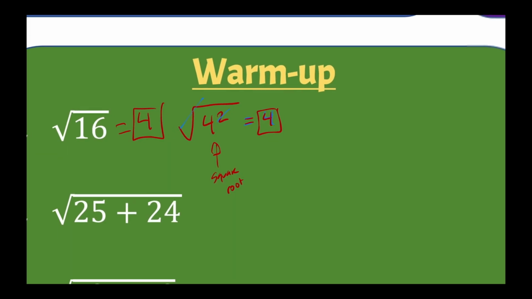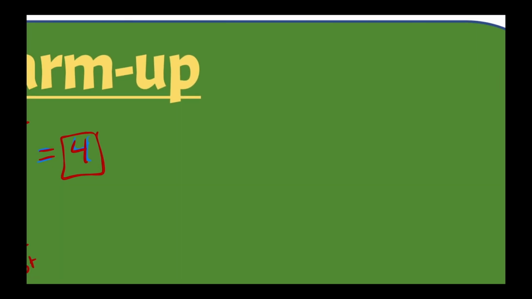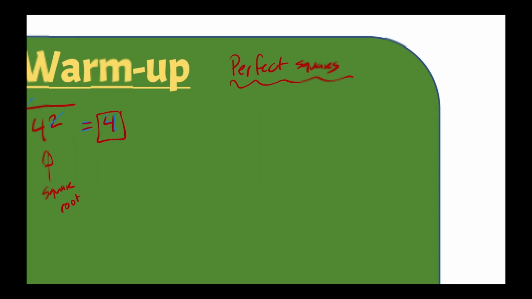So you have to know your squares. Do you know your squares? This is one thing you need to know, so that way you know what cancels out. Do you know your perfect squares? You should know them from Algebra 1. If you forgot them, you're definitely going to need to know them for Algebra 2. Like, what's 1 squared? 1. What's 2 squared? 4. What's 3 squared? 9. What's 4 squared? We just did that one, 16.